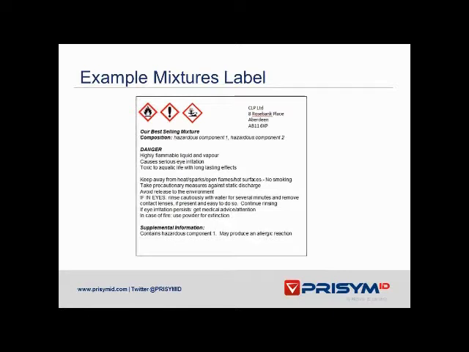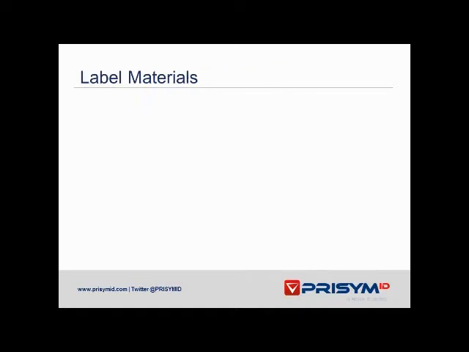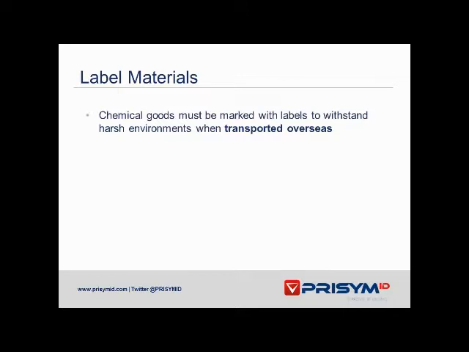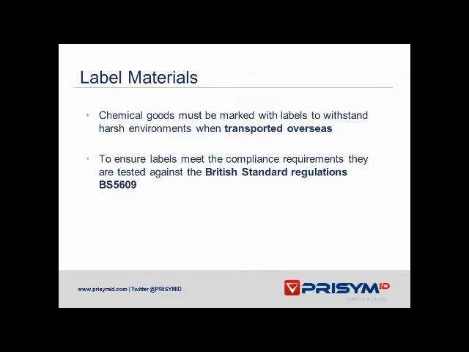Now, it is important to remember that using the correct label materials is a vital component in meeting compliance. When exporting hazardous chemical goods from the UK using overseas transport, they must be marked with labels designed for long-term durability and performance in harsh environments. To ensure labels meet the requirements, they are tested against British Standard Regulations BS 5609.